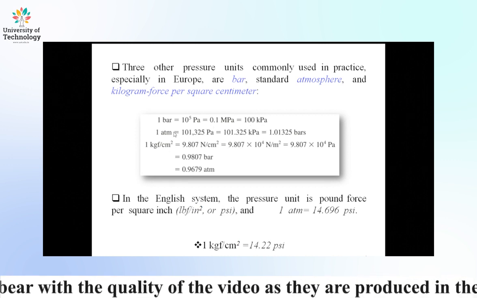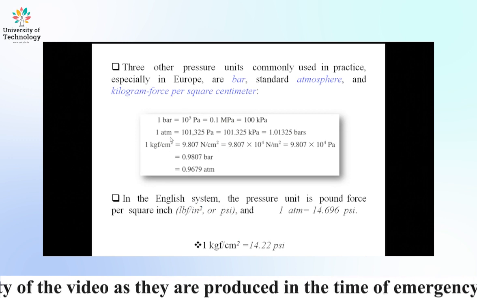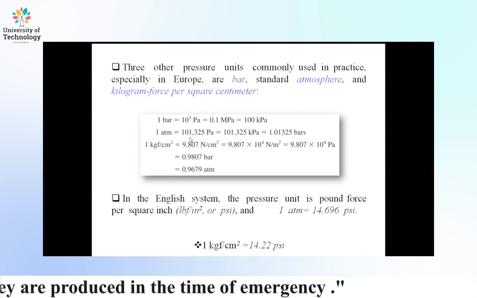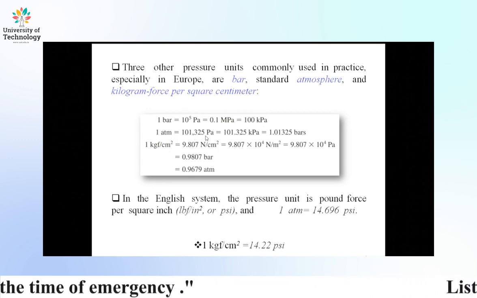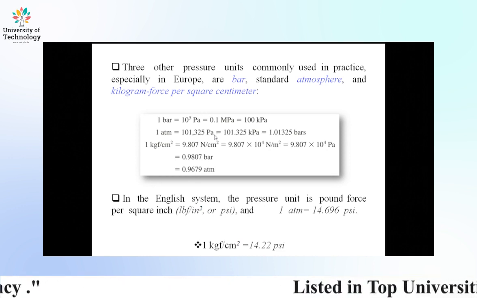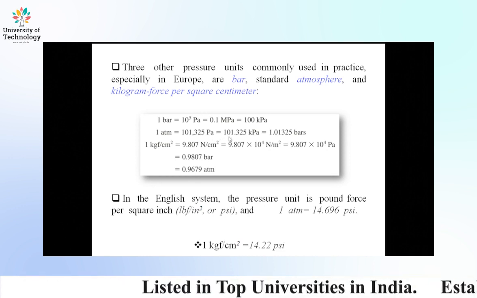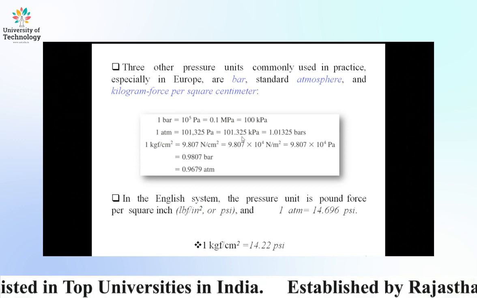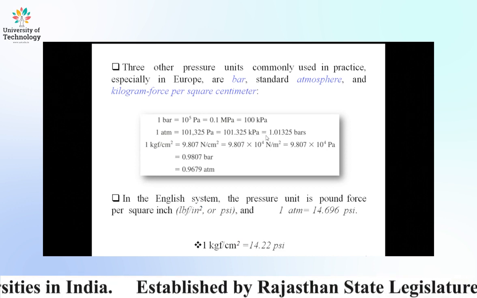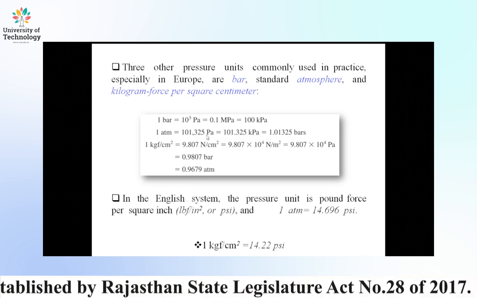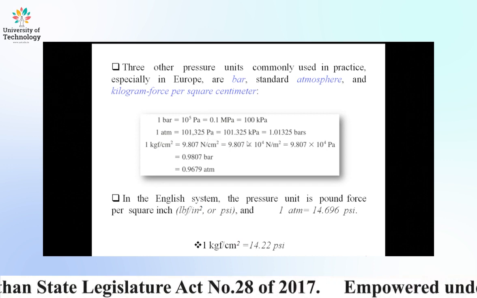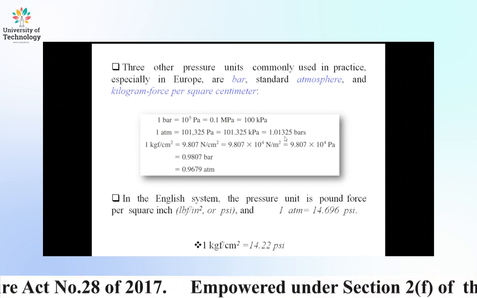1 atmosphere is equal to 101,325 Pascal. Divide it by 1000, so we get kilopascal, 101.325 kilopascal. Divide 101,325 Pascal by 10 to the power 5, we get bar, 1.01325 bar.